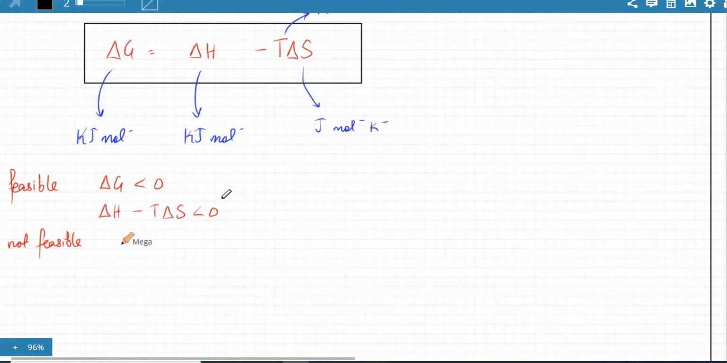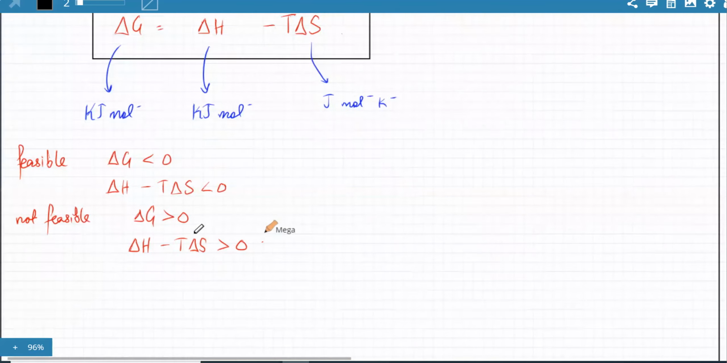If you want the reaction to be not feasible, the delta G must be greater than 0. And what is delta G? That's delta H minus T delta S. So that should be greater than 0 as well, which would indicate that the reaction is not really feasible. There are only a few things that are actually changing, and one of them is temperature. Temperature is a variable, so the feasibility of reactions is going to differ at different temperatures.